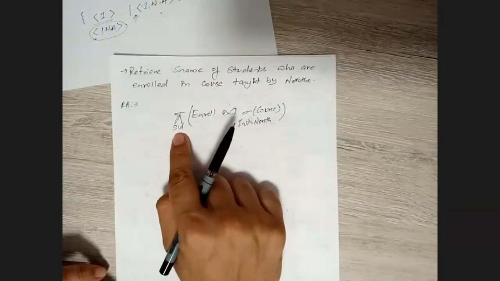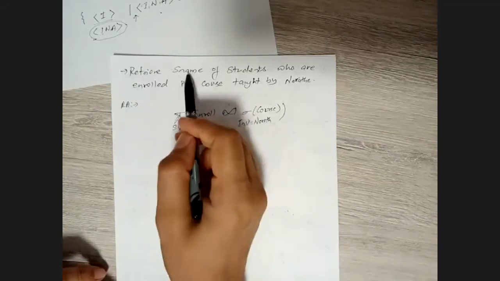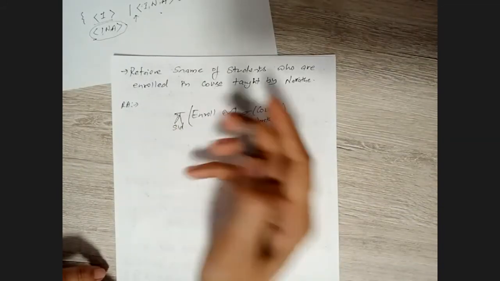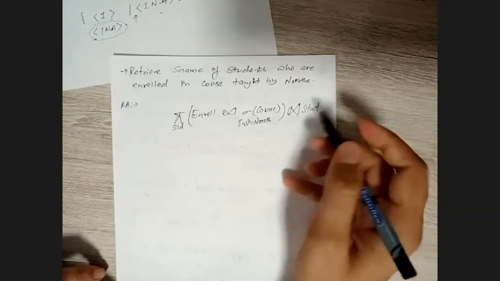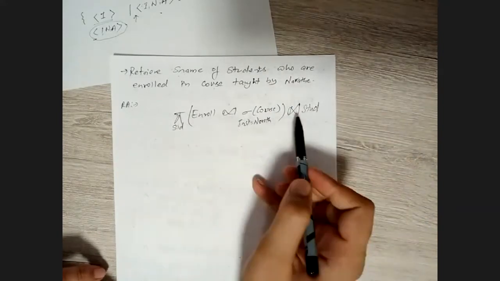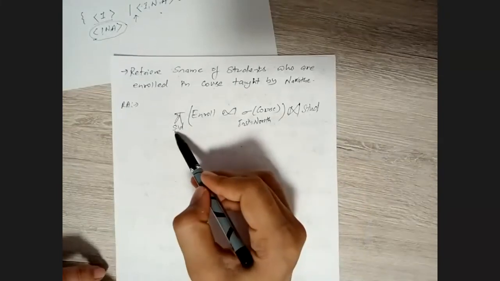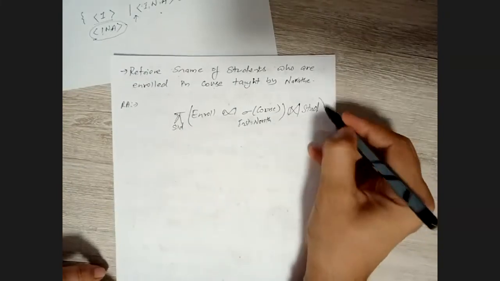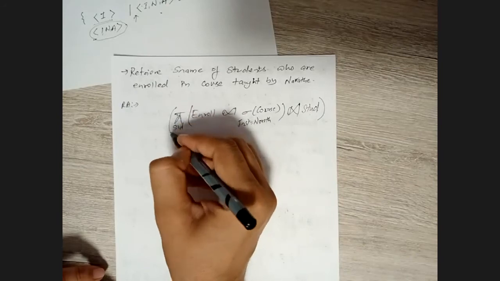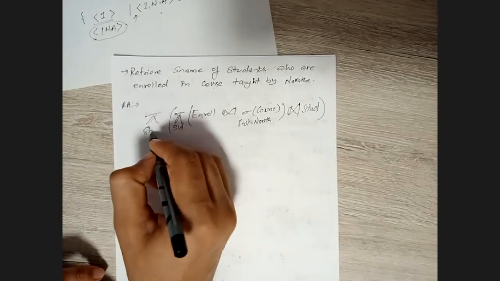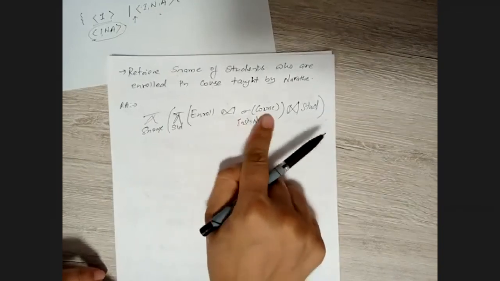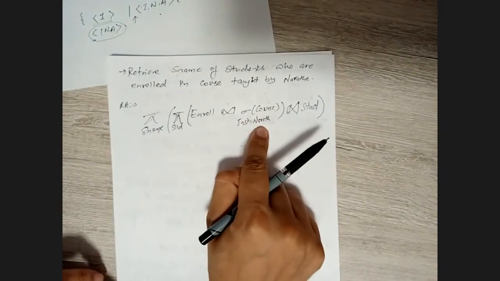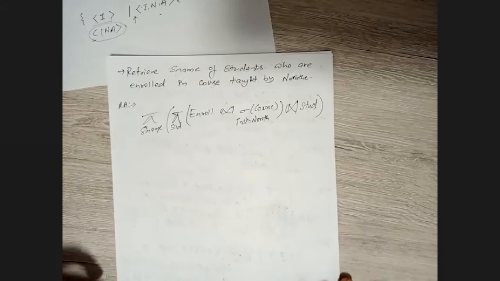Now I need S name. For those, I need a natural join with the student table. From the student table, I will do a natural join on SID, because this is common. And after performing the natural join, I can project S name. These will be only those S names of the students who are enrolled in a course taught by Navathe. So this is the relational algebra query.